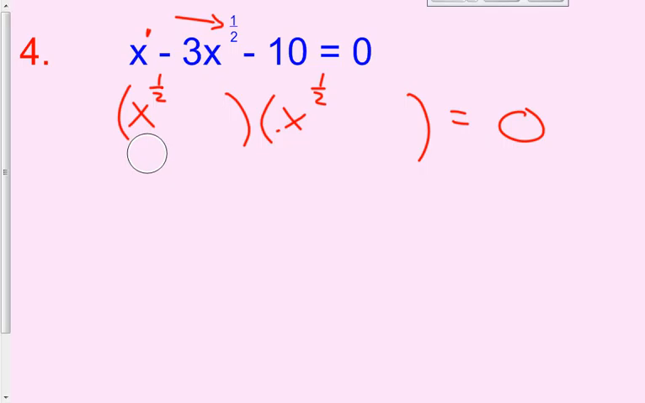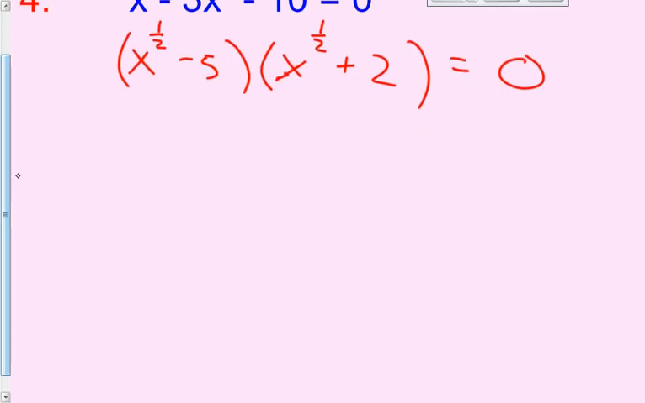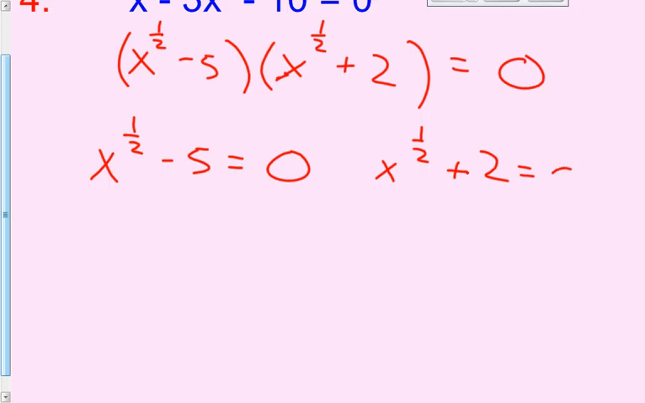Now we got to think of factors of 10 that give us a -3. That would be a -5 and a +2. -5 times +2 is -10, and we'd have 2x to the 1/2 minus 5x to the 1/2 is a -3x to the 1/2. So we have successfully factored it. Now we are going to solve. So x raised to the 1/2 minus 5 equals 0, and x raised to the 1/2 plus 2 equals 0.